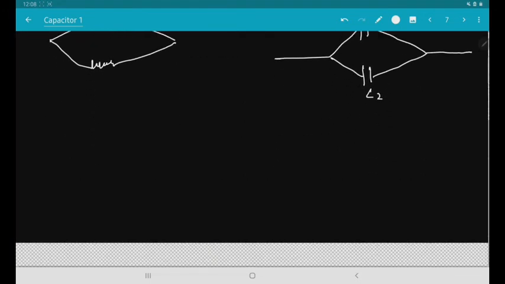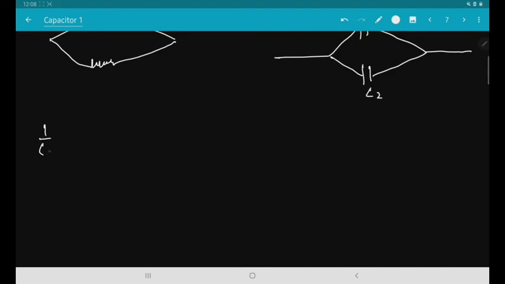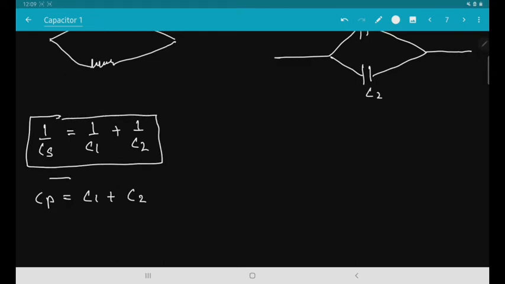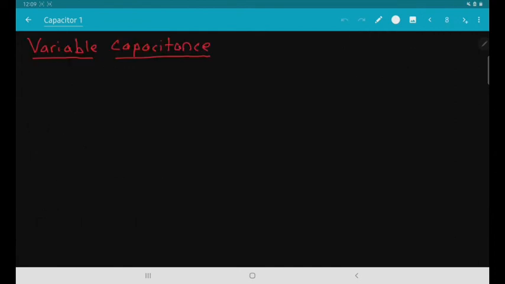In series the equation will be 1 by Cs is equal to 1 by C1 plus 1 by C2, like the resistance in parallel, and in parallel case we will have C1 plus C2. Same way we have resistance in series. So this will be for series combination and this will be for parallel combination. Now let us see what happens if we consider variable capacitance.